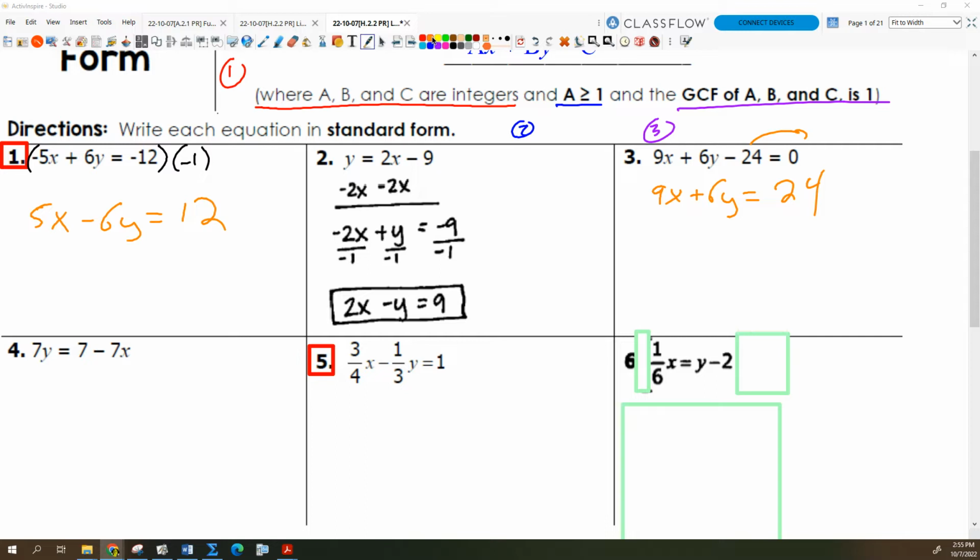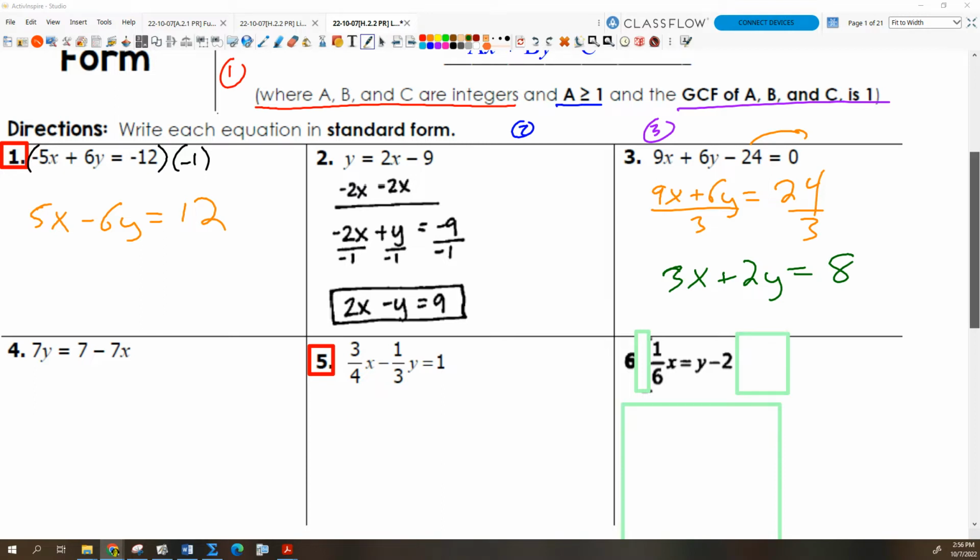Okay, anybody see anything else? We're still breaking a rule. What do you think, Hallie? Yeah, there you go. The greatest common factor is not 1. What's the greatest common factor of 9, 6, and 24? 3. Yeah, I got to divide everything by 3, don't I? So if we divide both sides through by 3, then I'm going to end up with 3x plus 2y equals 8. There we go. Now we're good. Okay, that's a tricky one. That's the one it's easy to miss.